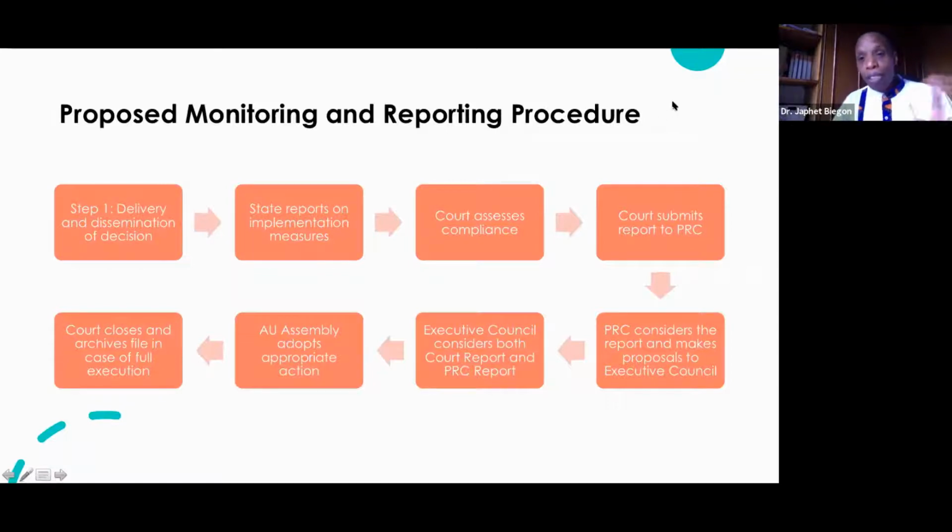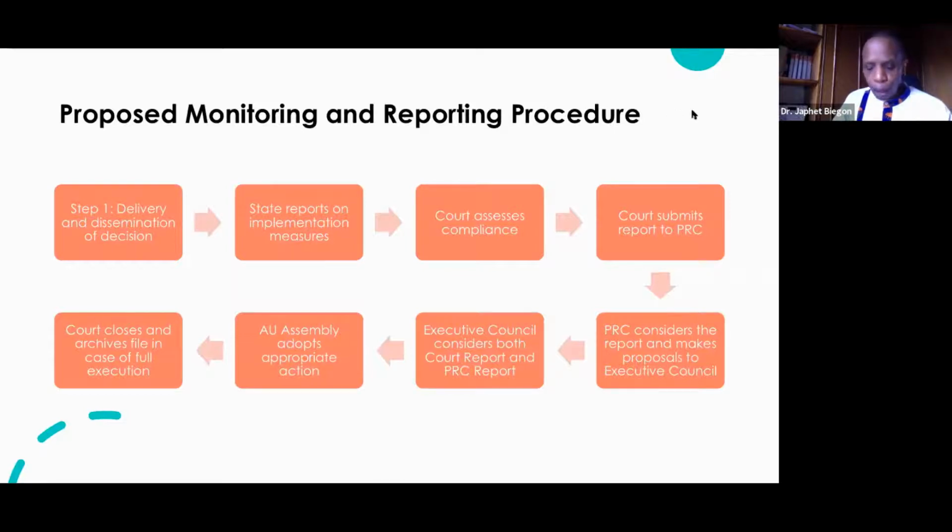The assembly, I was saying, may in future not be the body responsible for final adoption of the compliance or non-compliance report because of recent changes in the AU, given the AU nowadays will be holding one summit per year, and it has delegated the authority of considering reports of many organs of the African Union to the Executive Council.